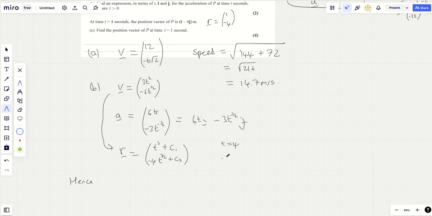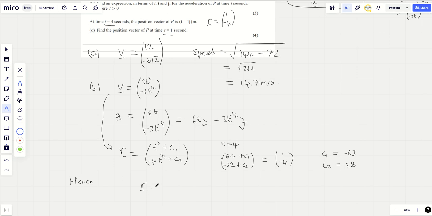So we're going to have 64 plus c1, and then 4 squared is 16, cubed is 64, minus 32 plus c2, and that's supposed to be equal to 1 minus 4. So apologies, I read t equals 1 there and t equals 4 there. Once again, you see the mistakes I make come from reading the questions too quickly and not looking carefully at what I'm doing. And therefore c1 is going to be minus 63, and c2 is going to need to be 28.